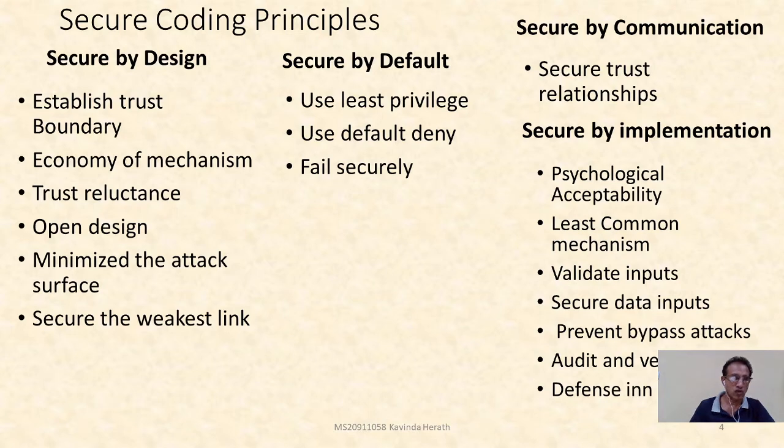Of course we need to become more concentrated. Economy of mechanism: how we can use this in a very simple manner. Accessibility should also be there; any principle should be accessible in each and every segment of the coding. Then there is trust reluctance. Whether you like it or not, there should be trust. That is why trust reluctance.